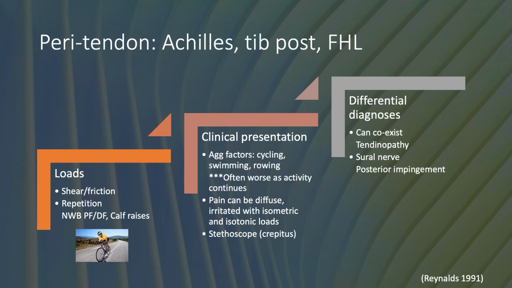It can be something higher up the chain that drives that, or a local peritendon that can nudge the sural nerve and will bother that as well. We can have our plantaris and we can have peritendon structures as well. So with the peritendon for the Achilles, their pain's quite diffuse.